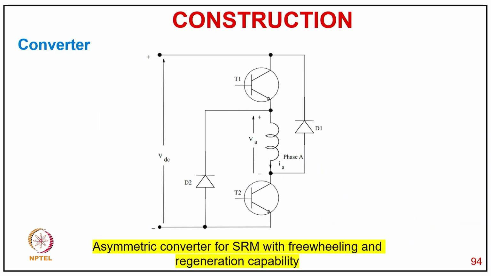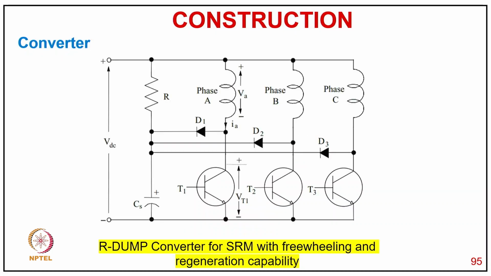This is a typical asymmetric converter for SRM with freewheeling and regeneration capability, which can be extended to any number of phases. We have two switches and two diodes. When both switches are on, the phase winding is excited. When any one of the switches is off, we have a freewheeling mode. And when both the switches are off, a negative voltage is applied across the winding because of the diode conduction, and it reduces the current to zero when we want to de-energize the phase.